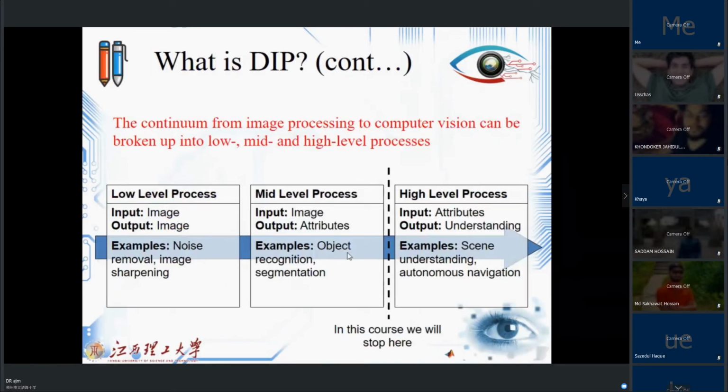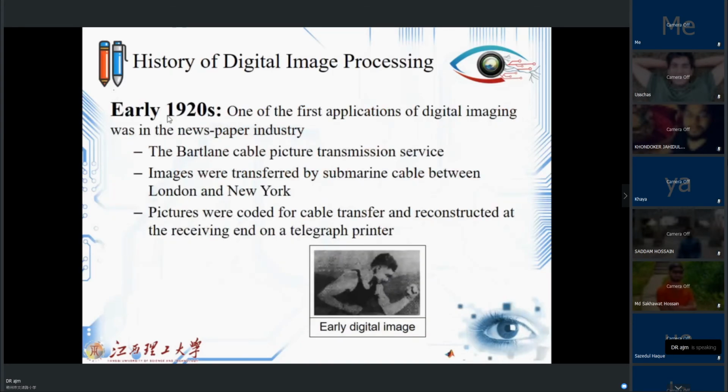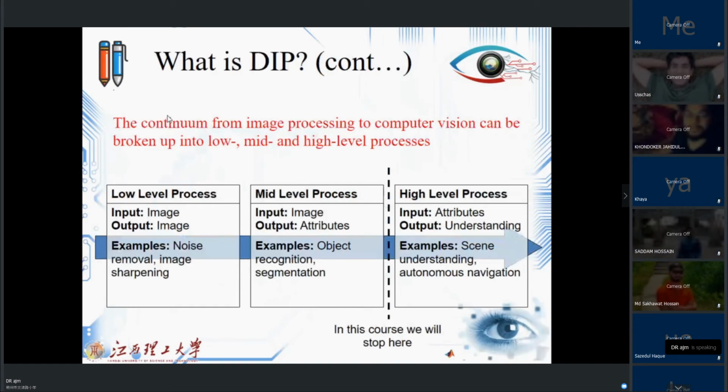And we talk, suppose, about low-level processing in DIP, where image is the input and output. An example is noise removal and image sharpening. With the mid-level, the input is image, but the output is attributes, and we can have object recognition and segmentation. And the high-level one, which is the hot topic now, is making sense and understanding, for autonomous navigation in the DIP subject. Okay, now we understand the DIP subject.